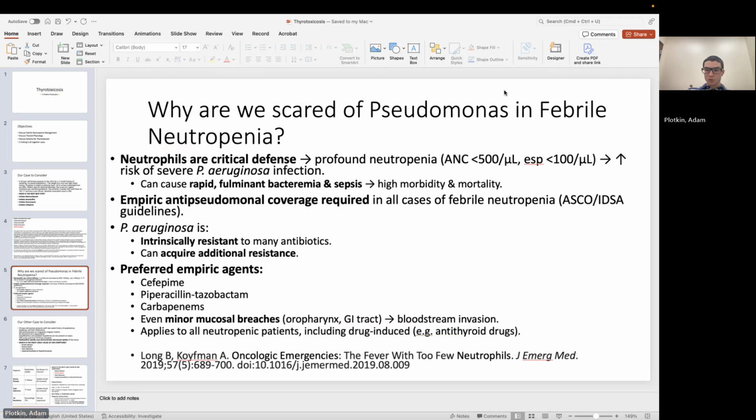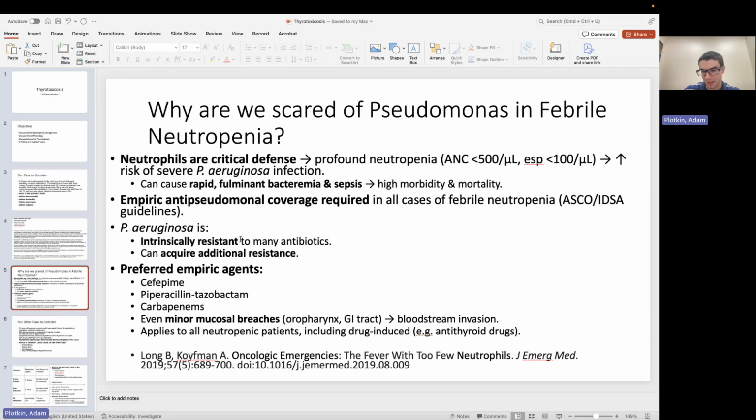All right. So just a little bit more on why we are scared of Pseudomonas in febrile neutropenia. Neutrophils are critical in the defense against Pseudomonas. Profound neutropenia, less than 500 and especially less than 100, increases the risk of severe Pseudomonas infection. This can cause rapid fulminant bacteremia and sepsis, high morbidity, and high mortality. So again, empiric anti-Pseudomonal coverage is required in all cases. That's from the American Society of Clinical Oncology and IDSA.